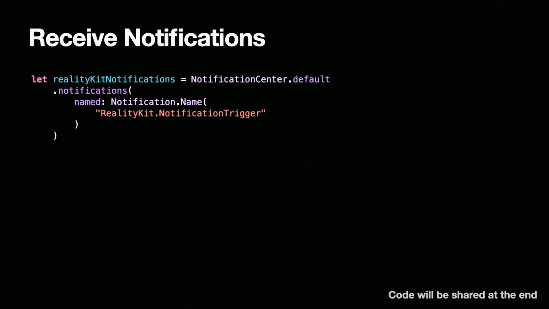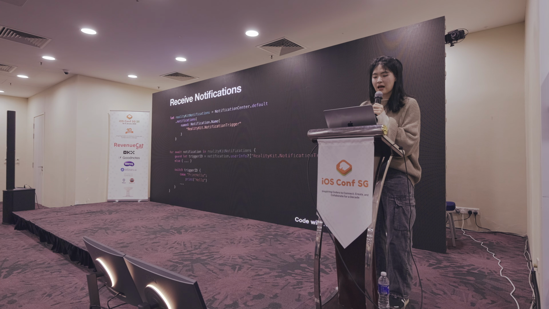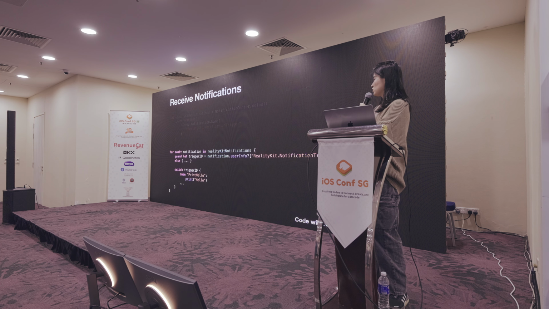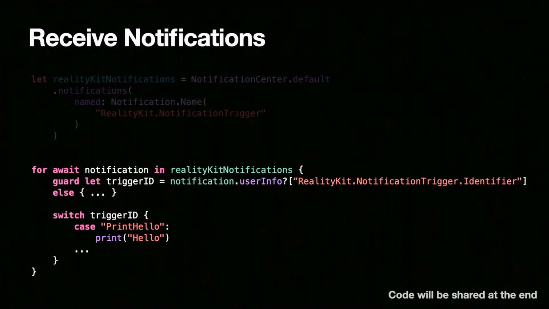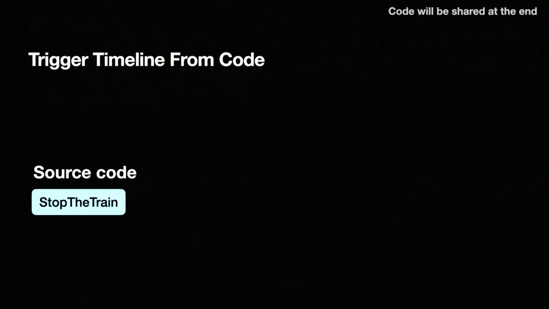And this is the actual code. So I will use notification center, and I just need to listen to the notifications from this domain, realitykit.notification trigger. And then I will extract this notification object. I will extract the identifier. That was the notification name that we just defined. So if the trigger ID is print hello, I print hello. So that's it. And this also works the other way around.